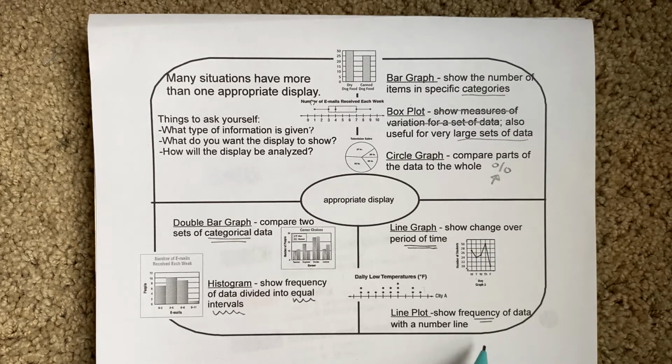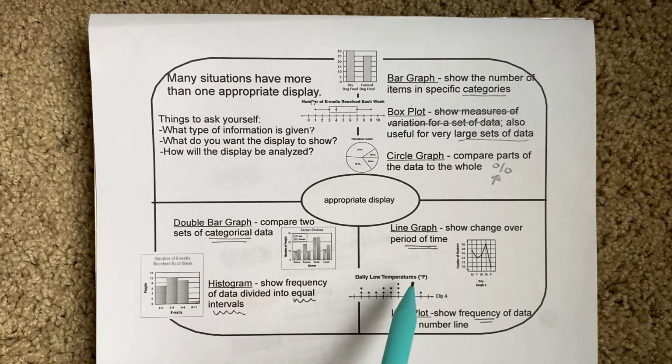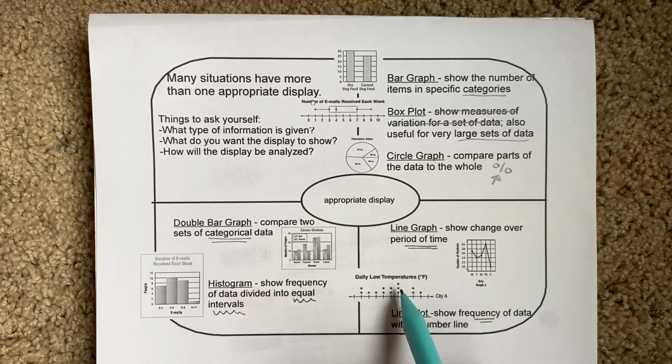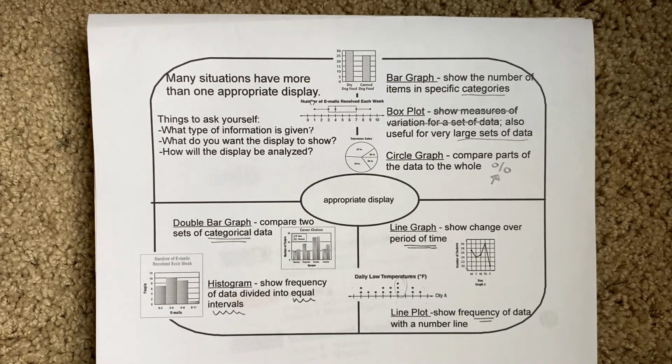A line plot is really good if you're trying to figure out how many times this occurs, or what is the most popular thing. So for example, this is daily low temperature. So maybe this was like 30, 31, 32, 33, 34, 35, 36, 37, 38, 39 degrees. They're all degrees. And which one happened the most? Well, it was this one. So anytime you want to see how often something is occurring or showing the frequency, the line plot is the best.